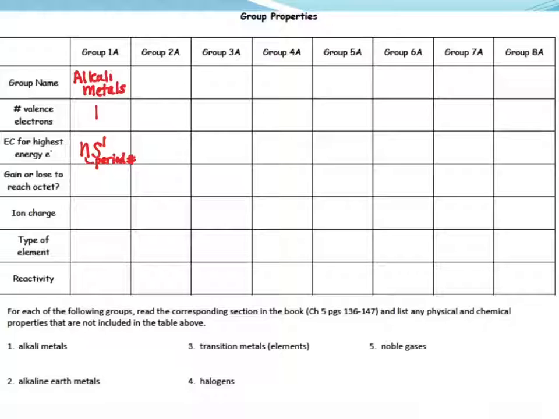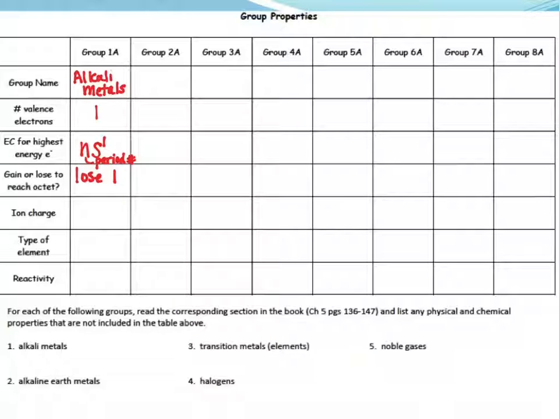So everybody ends in s1. So you have 1s1, 2s1, 3s1, 4s1, all the way down. And n is the period number. So it's in s1. Is it going to gain or lose to reach an octet? Is it going to gain 7 or lose 1? It's going to lose 1. Octet means 8 electrons.